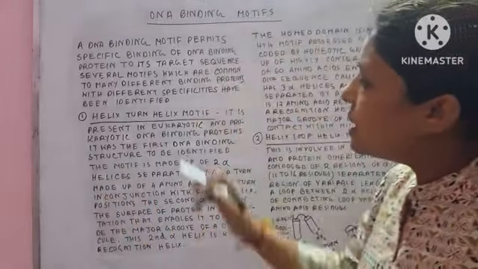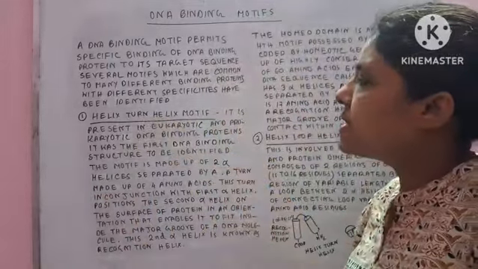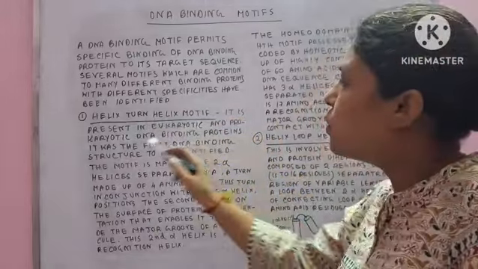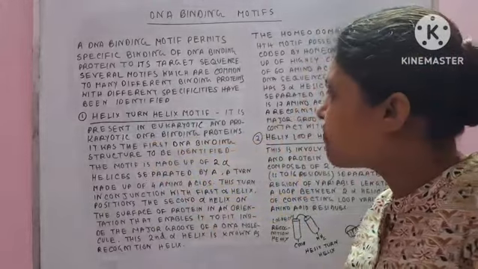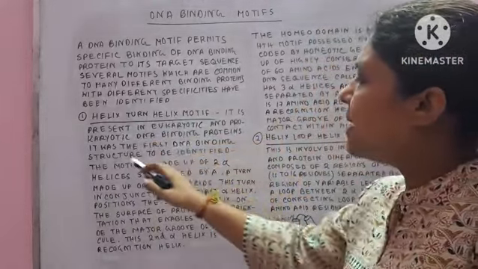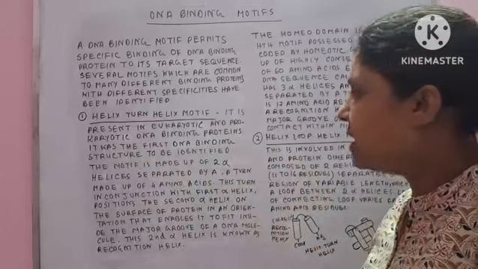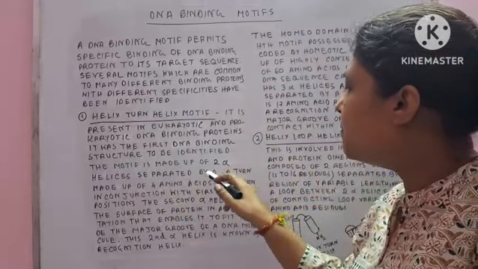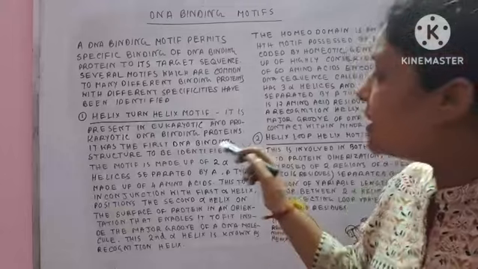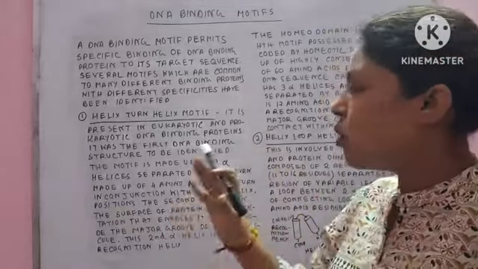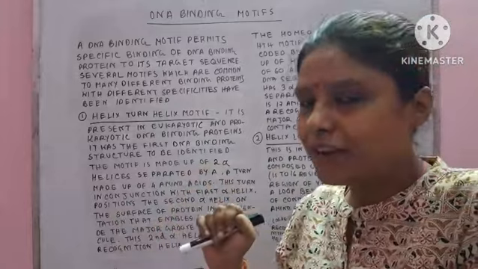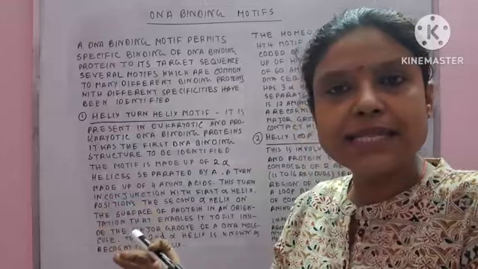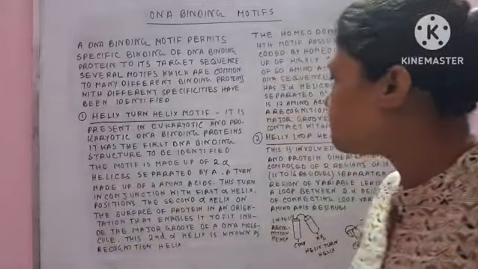Okay. So what is this helix turn helix motif? This is present in both eukaryotic and prokaryotic DNA binding proteins, and it was the first DNA binding structure to be identified. Clear? The motif is made up of two alpha helices separated by a beta turn. So here is the structure that is explained: a motif made up of two alpha helices, and one beta turn that helps the two alpha helices to be separated from each other.